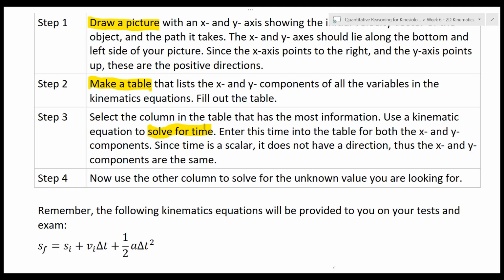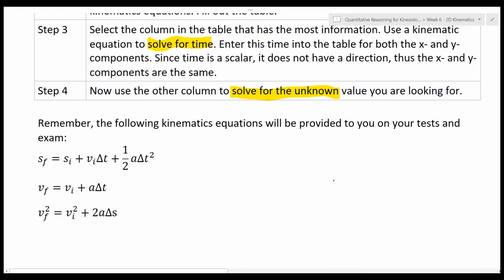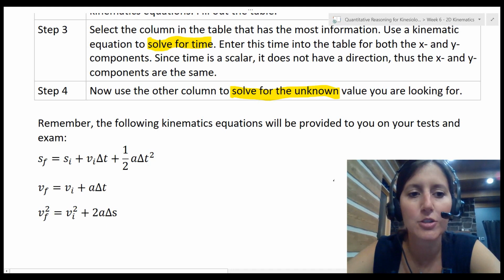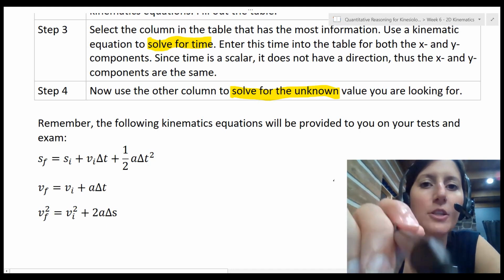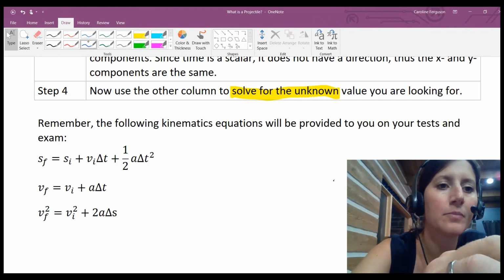You're going to use the other column to solve for the unknown value. Okay, because now you know the time from step 3. All right, so just like in the previous lecture, you're given 3 kinematic equations. These are the same 3 kinematic equations you saw before. You'll be getting these on your tests and exams, so you don't need to memorize any of them.